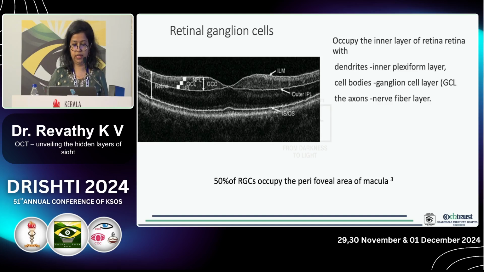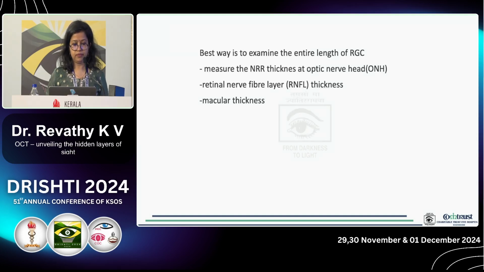But we know this area can be marred by other pathologies like diabetic macular edema, decreasing specificity. So the best way is to examine the entire length of the RGC by measuring the NRR thickness at the optic nerve head, retinal nerve fiber layer thickness, and macular thickness.